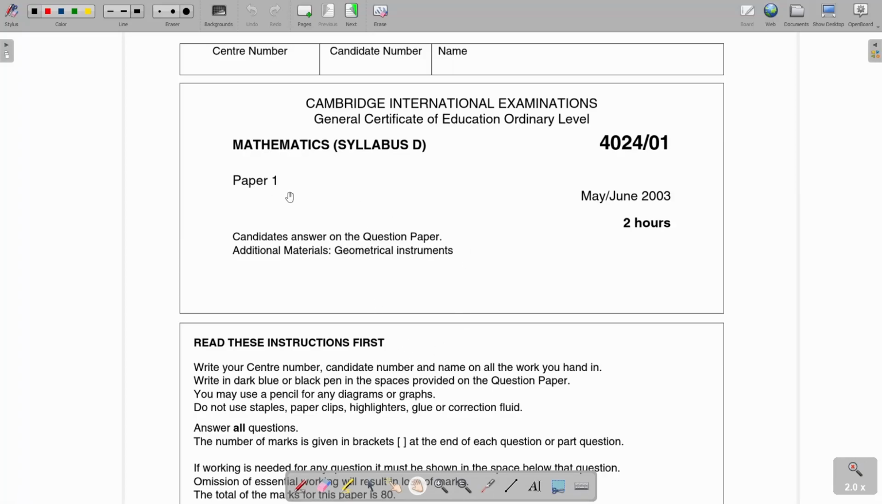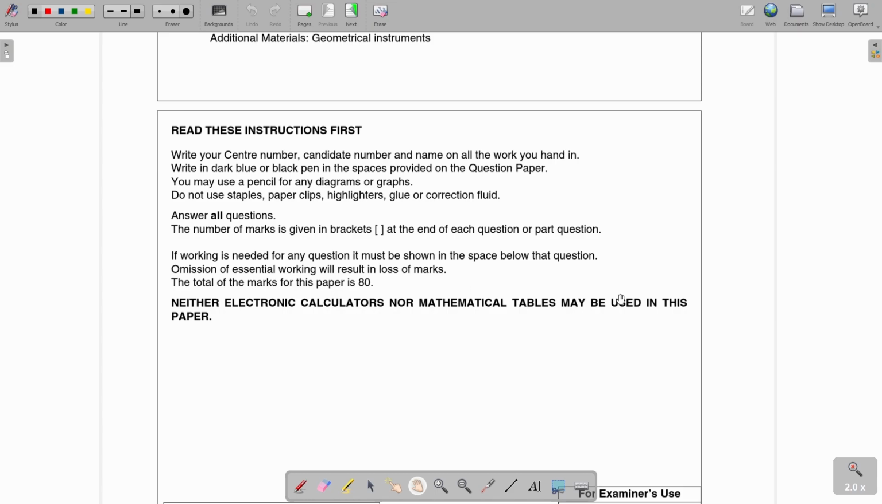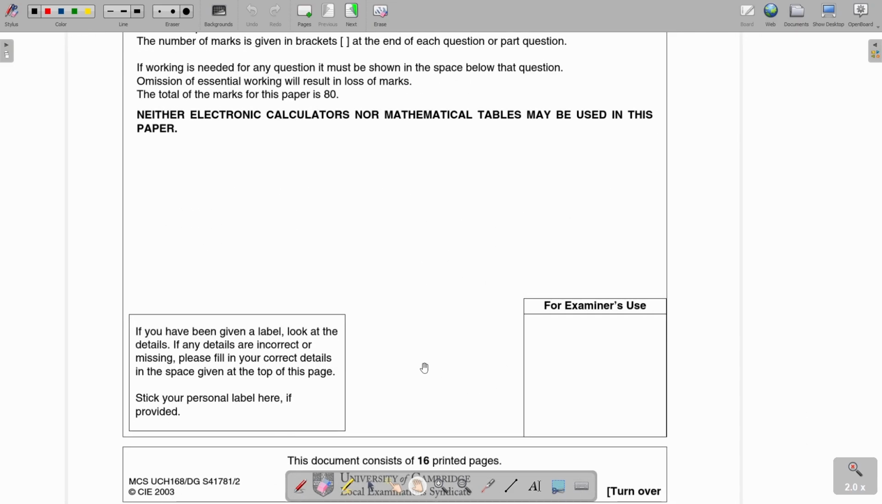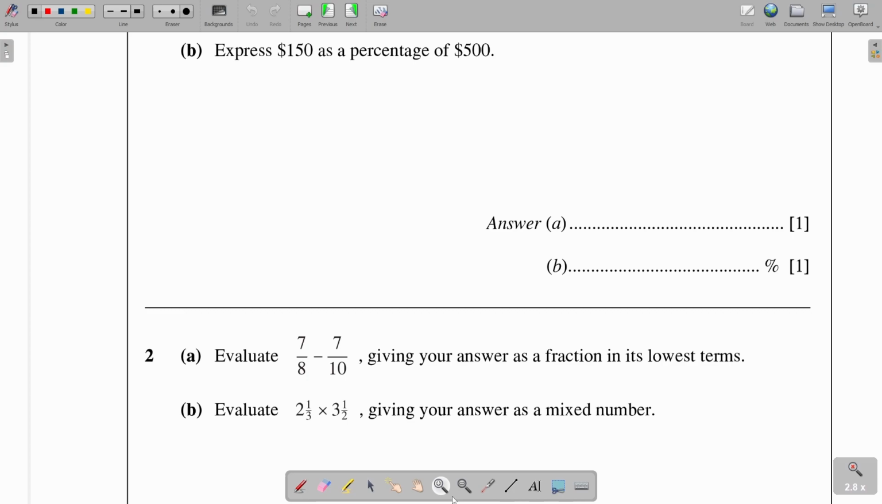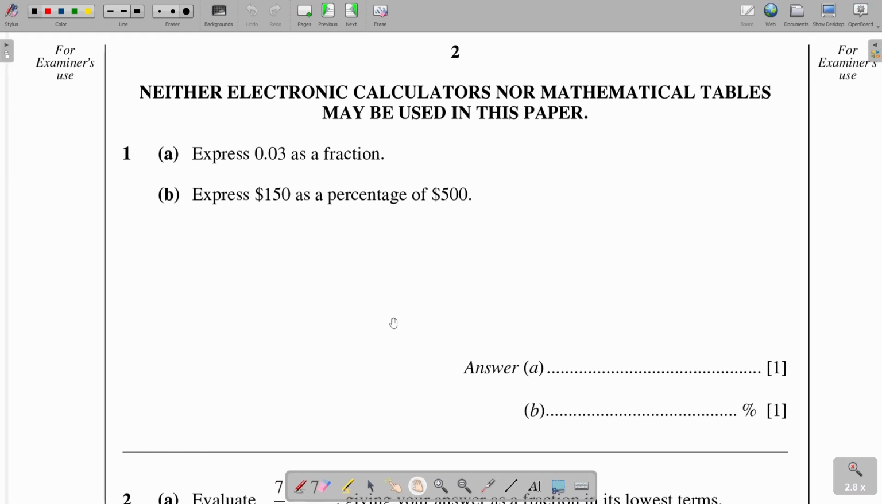We're going to be starting paper 1, May-June 2003. This is a 2-hour paper and calculators are not allowed for this. So let's begin. Okay, let's start with question number 1.